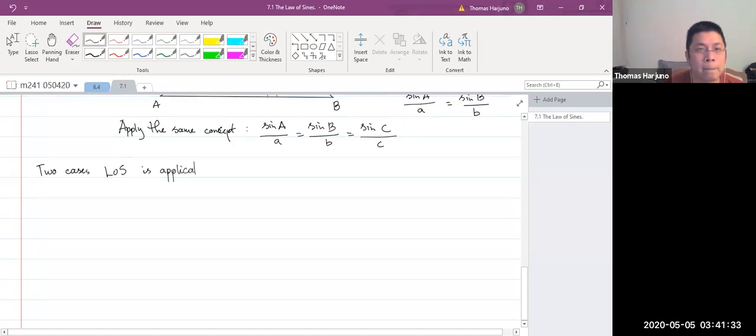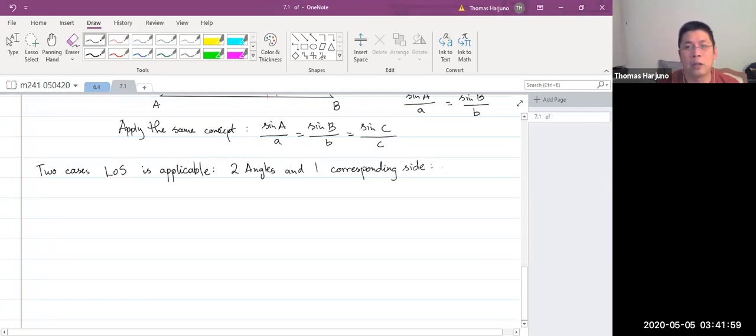If you know two angles and one corresponding side, sometimes they call that angle-angle-side. That's the terminology in geometry. We will learn this in section 7.1.